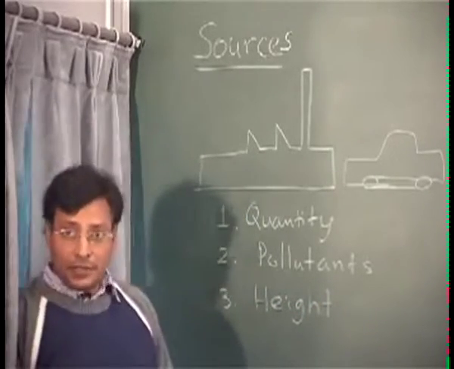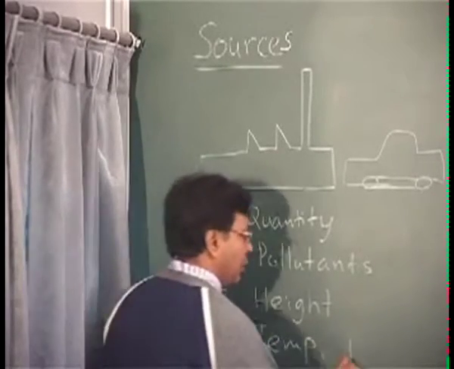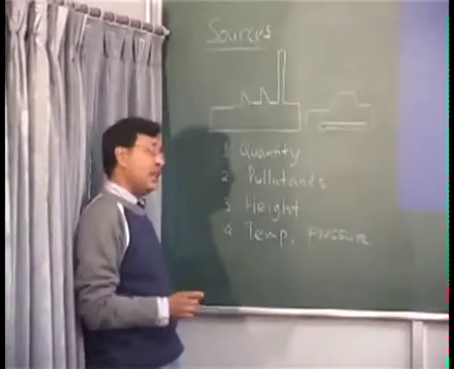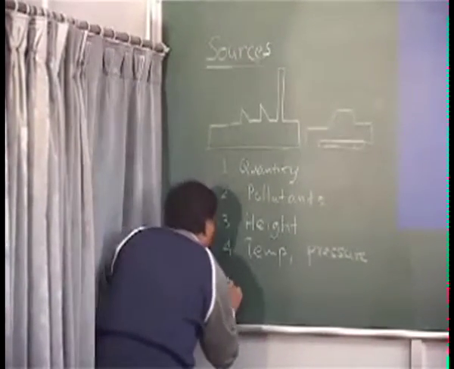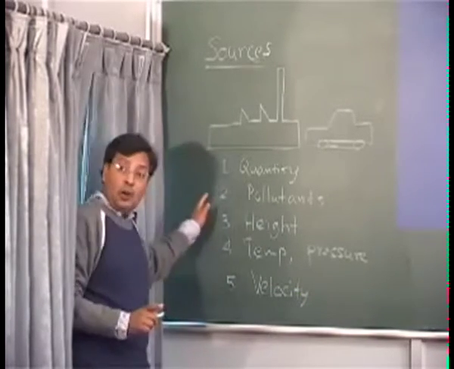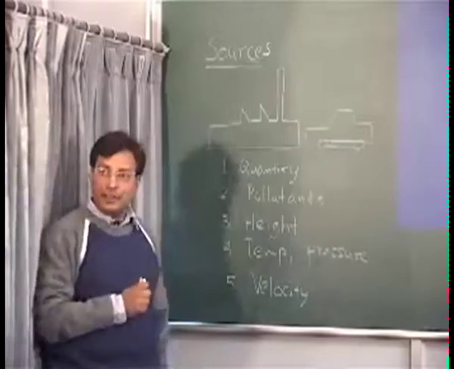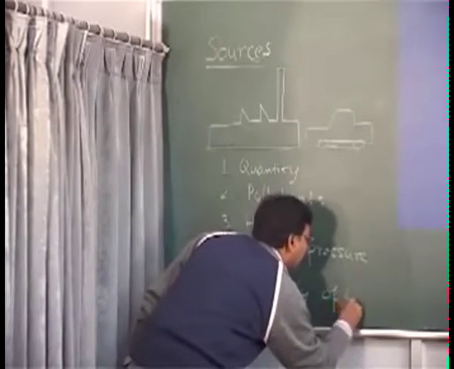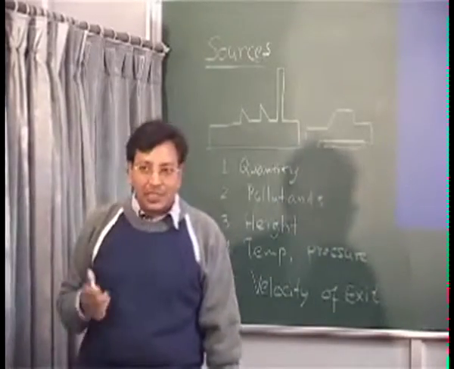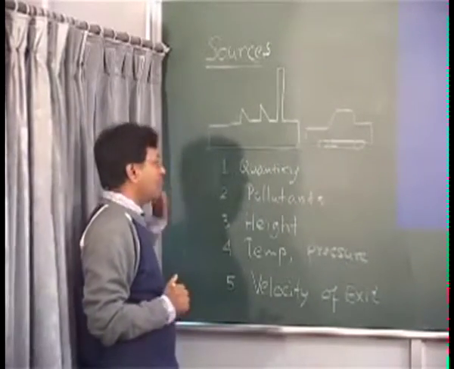We also need to say the physical parameters like temperature, pressure. It's also sometimes important to say the velocity. We are just talking at the source; we haven't moved to the atmosphere as yet. So, velocity of exit. These are little things that, even without really knowing air pollution, we can still comment on. So this is the source, and we will study about the source.